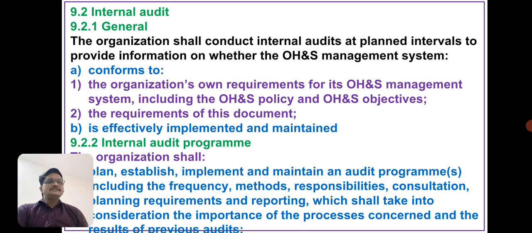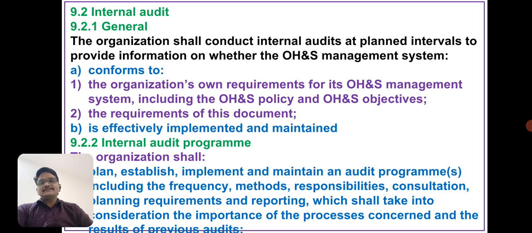Next clause is 9.2, that is internal audit. There is a general requirement given in 9.2.1, that is internal audit general. For this, the organization shall conduct internal audits at planned intervals to provide information on whether the OHS management system conforms to the organization's own requirements for its OHS management system, including the OHS policy and objectives, and the requirements of this document, this standard.